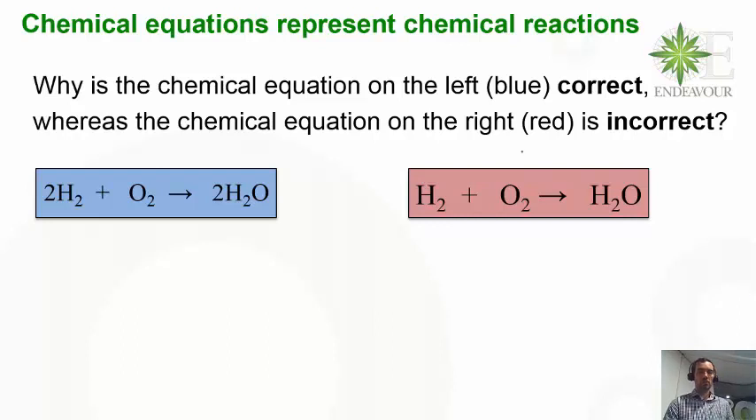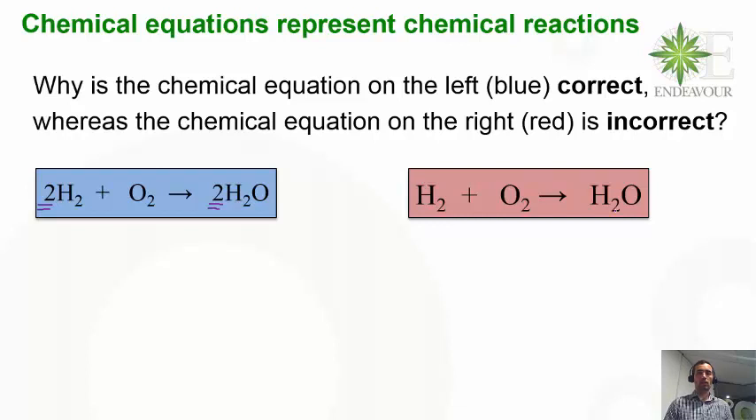Alright, so a question to consider. Why is the chemical equation on the left correct, whereas the chemical equation on the right-hand side is incorrect? So let's start by looking at the differences. Well, on the left-hand side one, we've got a 2 coefficient in front of the hydrogen molecule and in front of the water molecule, whereas for the right-hand side, all the coefficients are 1.